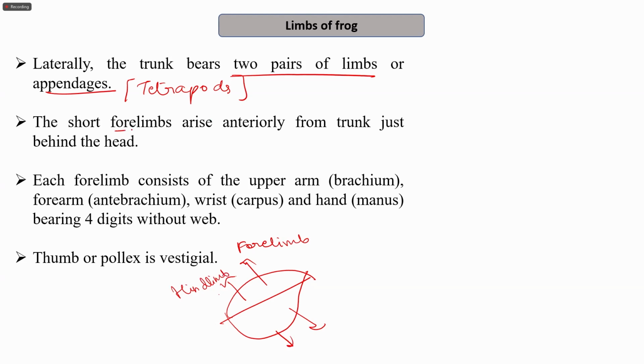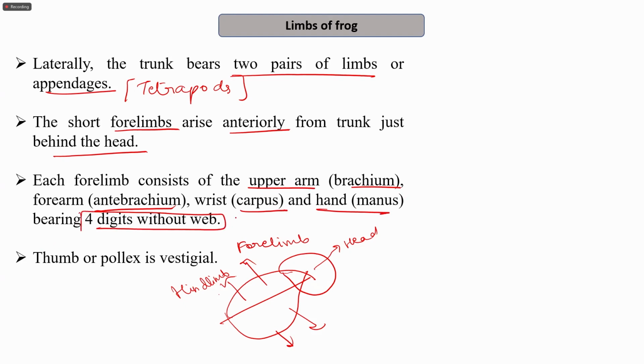So the short forelimbs arise anteriorly from the trunk just behind the head. Each forelimb consists of the upper arm, known as brachium, forearm, known as antebrachium, wrist, which is the carpus, and hand, which is the manus, bearing 4 digits without web. This is important because this is the difference between the forelimb and hind limbs.